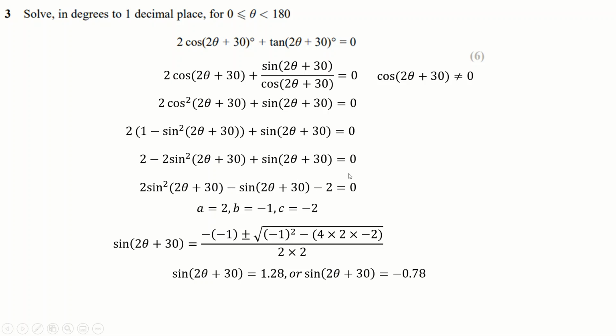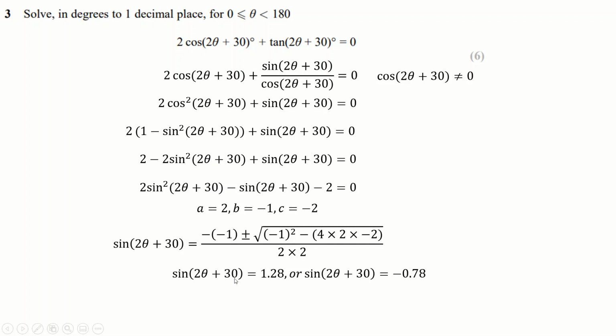Maybe something to say here is that this is a quadratic in sine of 2 theta plus 30. So when you use the quadratic formula, what I mean is sine of 2 theta plus 30 is this thing squared here and the thing on its own here. So when you use the quadratic formula, that's what is equal to here. It's not always x equals. It's whatever is being squared here and whatever is just to the power 1 here, because it's a quadratic in this thing. Anyway, so these are the two answers that you get.